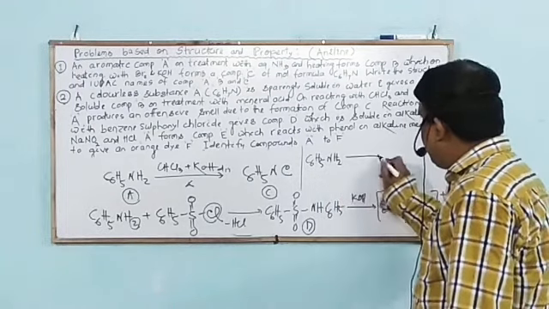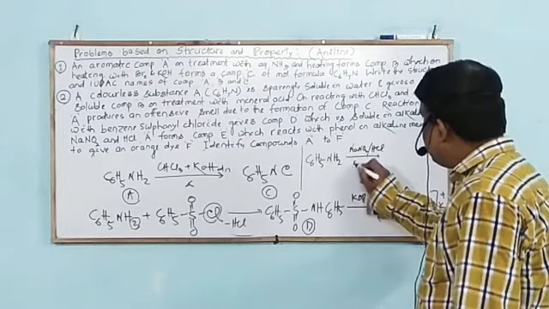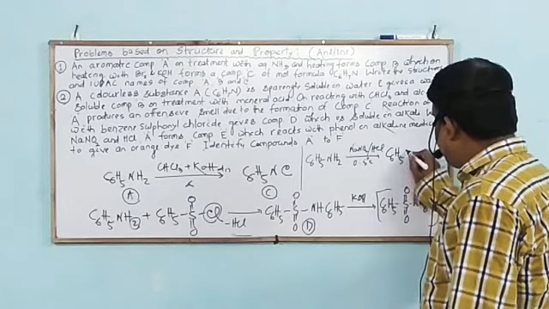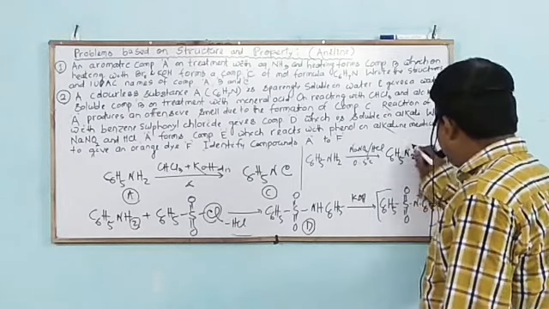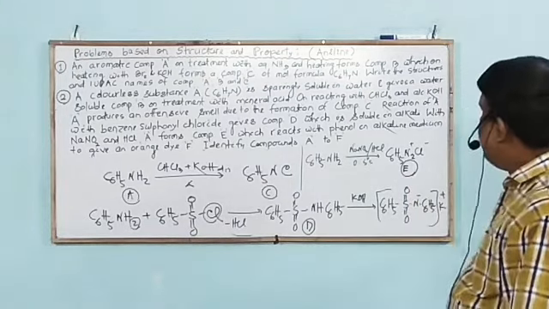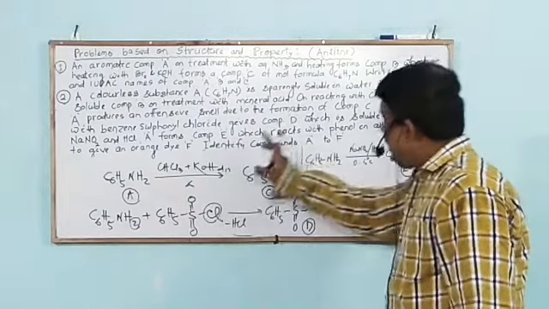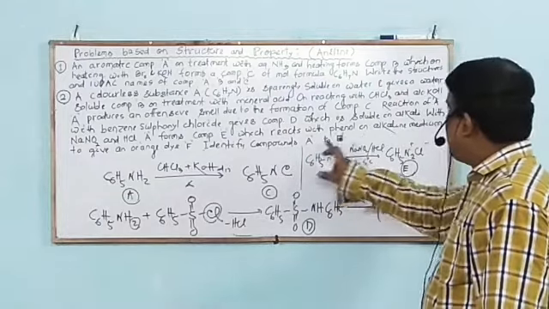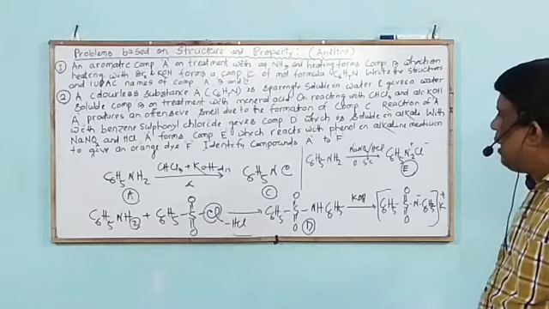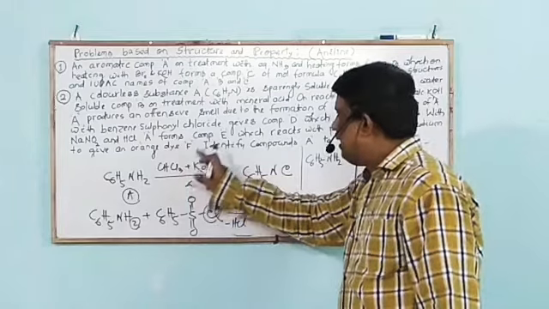C6H5NH2, when it reacts with nitrous acid, NaNO2/HCl at ice cold temperature, forms benzene diazonium chloride, C6H5N2Cl, that is N2+ Cl-. It is known as E, benzene diazonium chloride. Next, when E reacts with phenol in alkaline medium, it gives orange dye E.